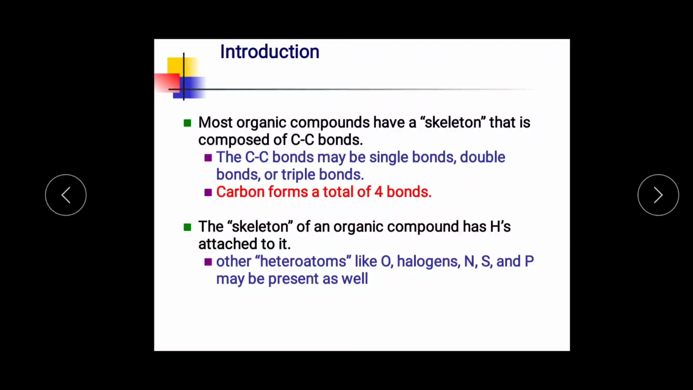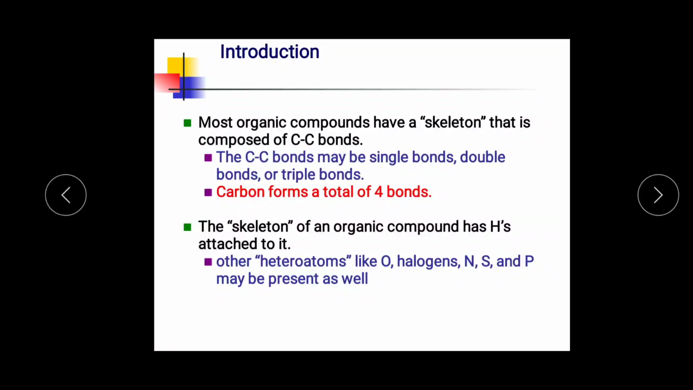Most organic compounds have a skeleton that is composed of C-C bonds. The C-C bonds may be single bonds, which is called alkanes, double bonds, which is called alkenes, and triple bonds, which is called alkynes. Always remember that carbon forms a total of only 4 bonds.